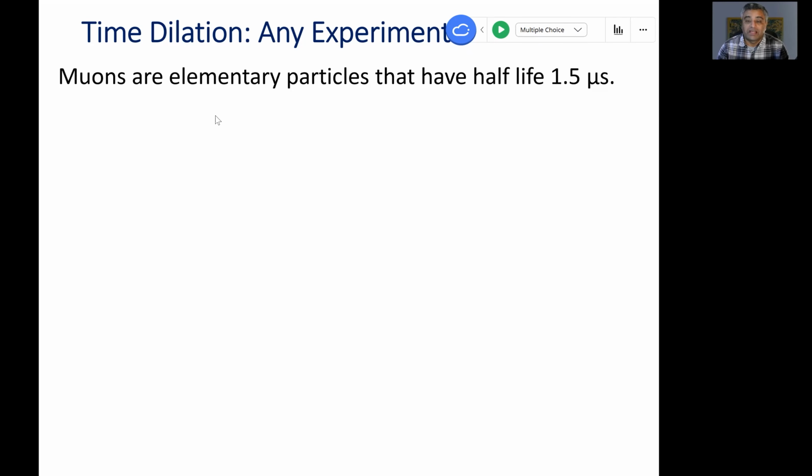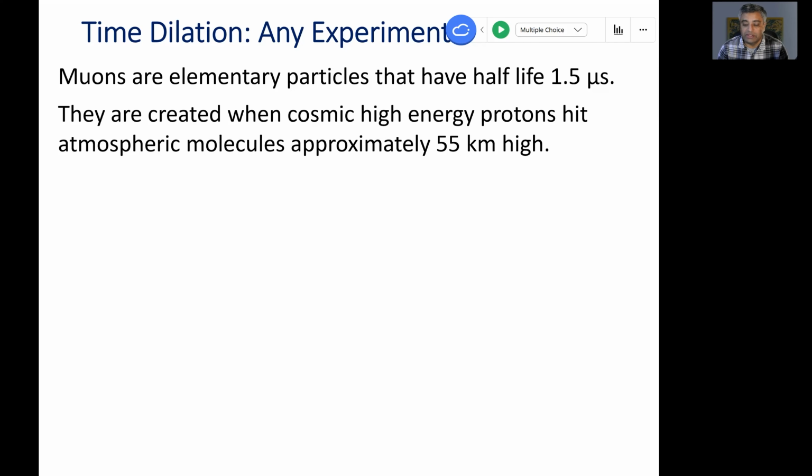But we know how long it takes for a muon to decay, and that is 1.5 microseconds. Now when we try to observe those particles, we can observe some of them all the way down here on Earth, like 55 kilometers. They are created when cosmic high energy protons hit atmospheric molecules, right?